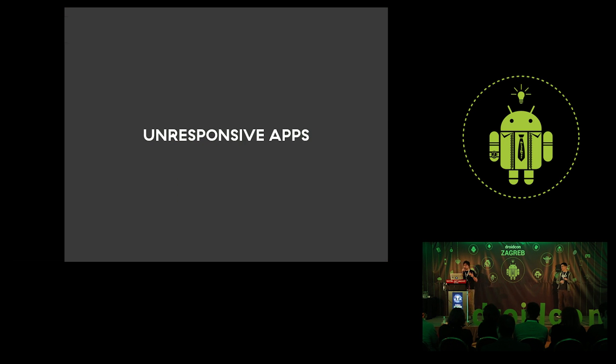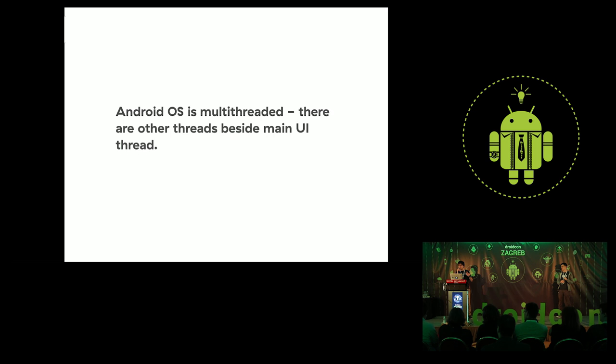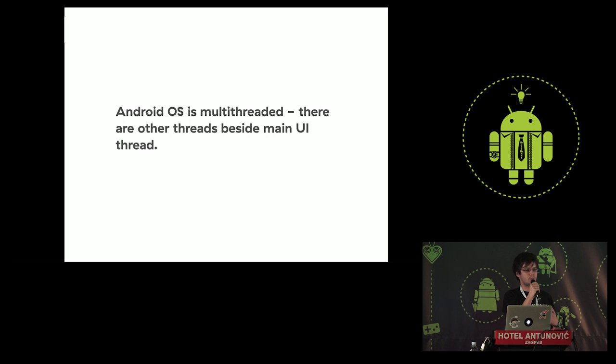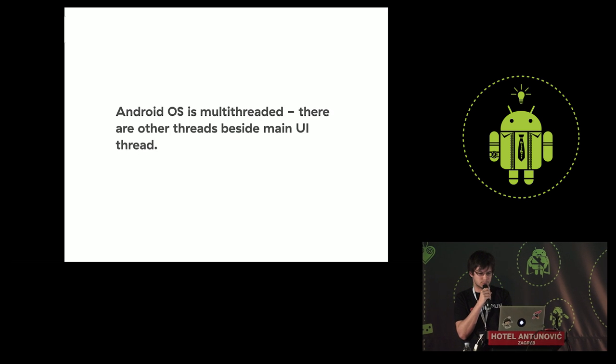Unresponsive apps are those apps which at least once during their lifetime show that system dialog which informs that your app has become unresponsive. And this usually happens when you're performing a time or memory heavy operation on the main thread. Because the thing is that Android OS is multi-threaded, we have different threads, and the main or primary or UI thread should only be used for updating the views or for propagating user interaction to your application code. Everything else should be migrated to some background thread because your application will start to flicker or it will block. And even regular users will notice that and they will complain on Google Play.